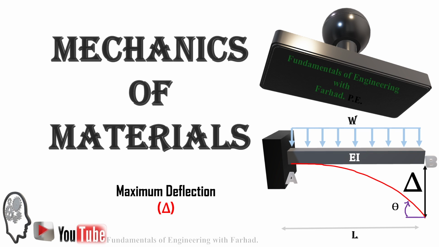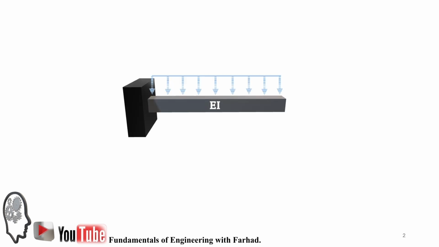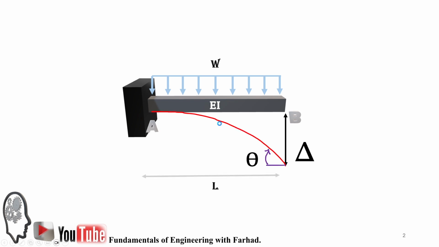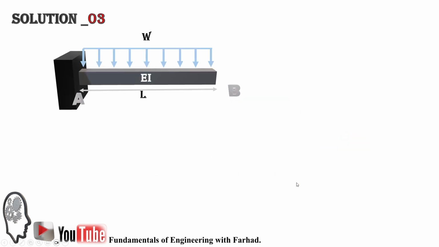Fundamentals of Engineering with Mechanics of Materials, Maximum Deflection Calculation. We have solved this interesting problem with two different approaches so far. This is a cantilever beam handling a distributed load of W, and we want to calculate the maximum deflection and also the angle of rotation at the free end B. So far we solved it with the integration approach and also the moment area approach. This time we solve it with Castigliano's method.